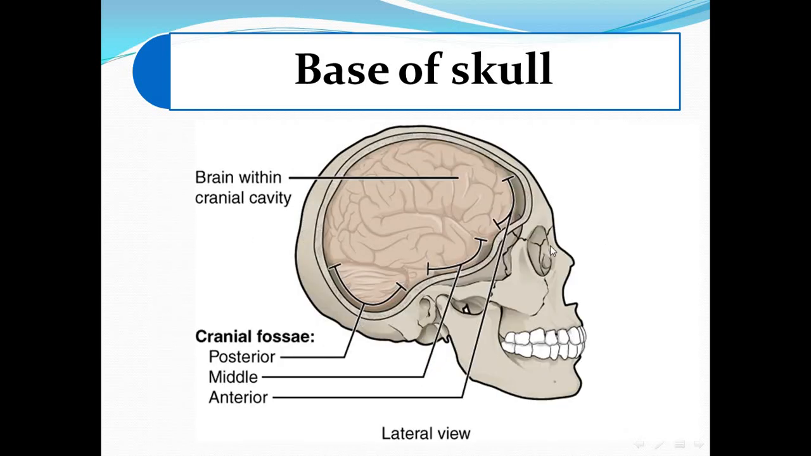Here we have a look on a lateral view to our skull and its contents. This is the brain within the cranial cavity, and these are the 3 fossae of the skull base. This is the anterior cranial fossa, which is the most anterior one and the shallowest one. Middle cranial fossa is middle, and posterior cranial fossa is the most posterior and the deepest of all.